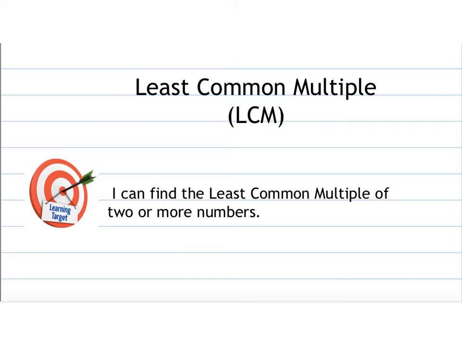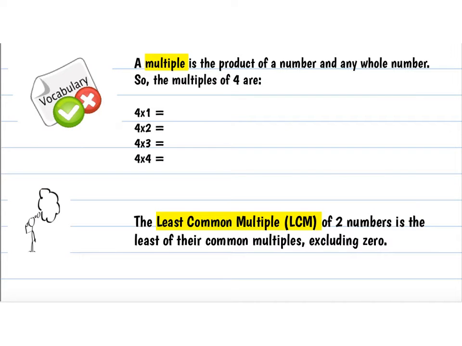Hello, sixth graders. Today we are looking at least common multiple. Your learning target is: I can find the least common multiple of two or more numbers. So on your notes, you should have both the title and the learning target written down. Okay, you need to have this all written down.